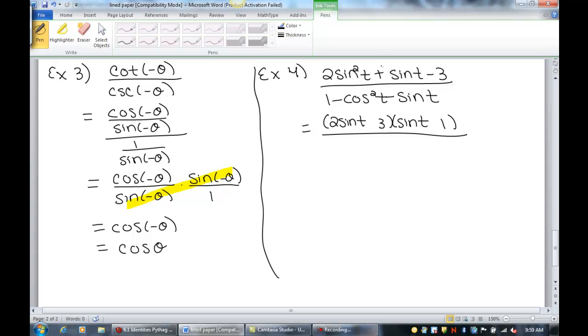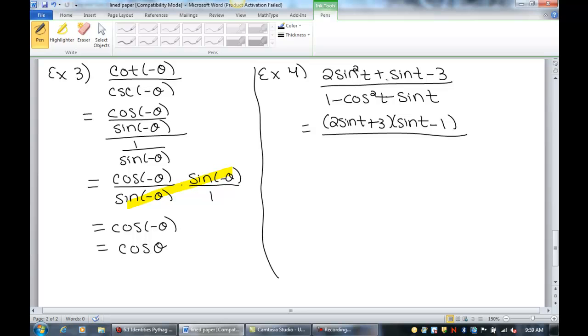Is there a way for me to get 1 sine t from 2 sine t, 3 sine t? Of course. If this is a positive 3 sine t and this is a negative 2 sine t, this will give me a positive sine t. So that's what I'm looking to do. Okay. In the denominator, however, I have mixed trig functions, which I don't really care for at the moment. So what I need to do is figure out a way to adjust that.